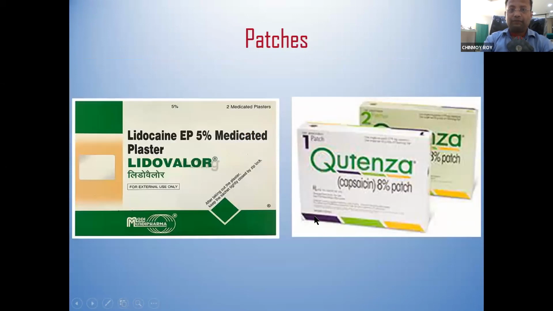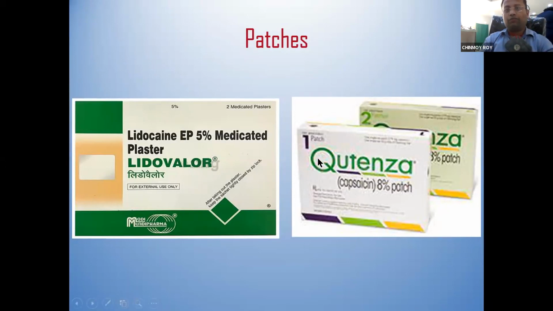Second thing, this is the lidocaine patch. Qutenza is our capsaicin patch. These have different protocols. One lidocaine patch will stay for 12 hours, and for another 12 hours you will not give any lidocaine. I mean, only for 12 hours per day you can use the patch, and up to 3 patches you can use. So the lidocaine patch will act for 24 hours, but the patch will remain on the body for 12 hours.